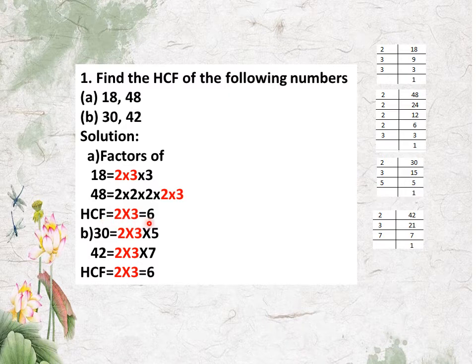2 3s are 6. Now coming to part B. What are the numbers given? 30 and 42. We will take out the factors for 30 and 42 here.